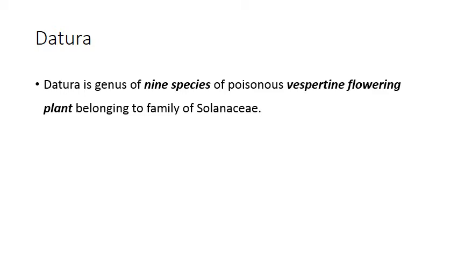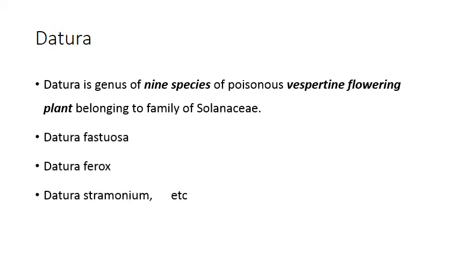A few of the examples I list out here, that is Datura fastidiosa, Datura ferox and Datura stramonium. There are a few more species which I have not listed here, and among these three, Datura fastidiosa is the one which we will be talking about in our class. Why? I will tell you the reason. This Datura fastidiosa or Datura plant is most commonly found in India, and hence we are discussing this particular plant, Datura plant.